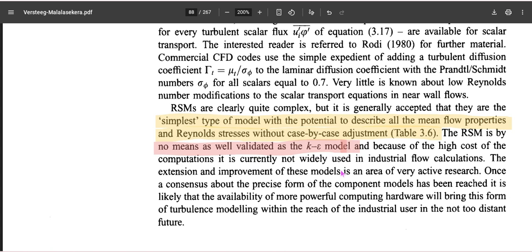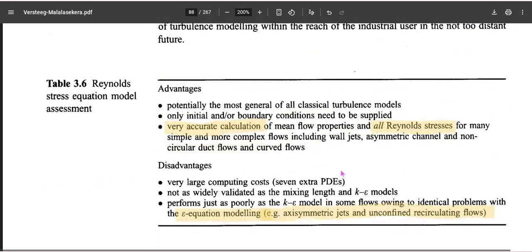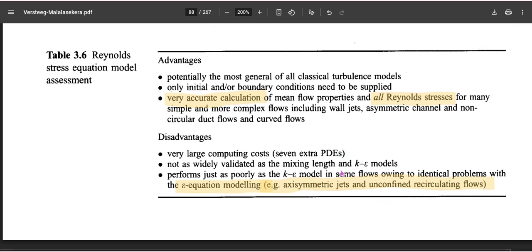One of the disadvantages is that it is not as well validated as the k-epsilon model, and it is of computationally high cost. So these are the advantages and disadvantages. It is very accurate, and all stresses are modeled directly. However, even with the addition of the k-epsilon equations, there are still some limitations in applying it to unconfined recirculating flows.